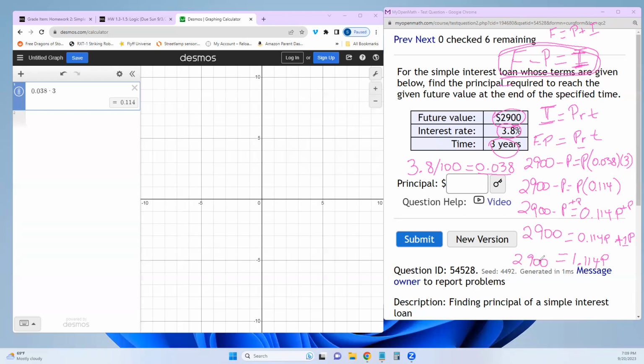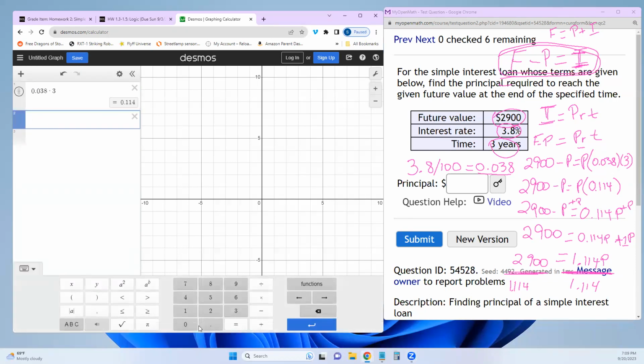We have one last step. We want to find p all by itself. So we're going to use opposite operations again. Right here I have 1.114 times p. The opposite operation is division. So we're going to divide both sides by 1.114. Go to your calculator and type in 2,900 and divide it by 1.114. And now we can finish off the problem.